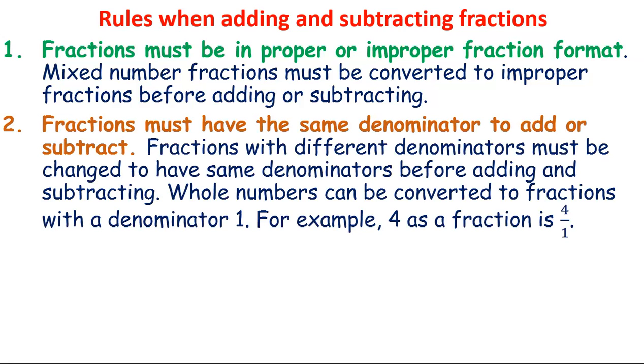Rule number 2, fractions must have the same denominator to add or subtract. So if fractions have different denominators, they must be changed to have the same denominator before we add or subtract. What are we actually doing? We're finding equivalent fractions with the same denominator. Whole numbers can be converted to fractions with a denominator of 1. So, for example, if I want to convert 4 into a fraction, I can say that it's 4 over 1. And I can do that with any whole number. If I put it over 1, it becomes a fraction.